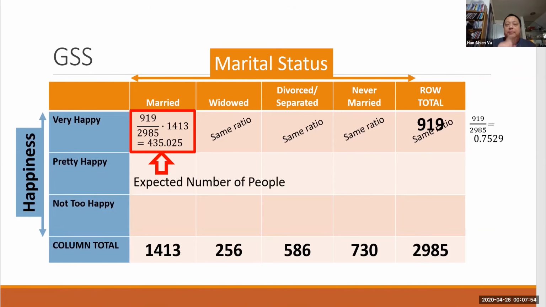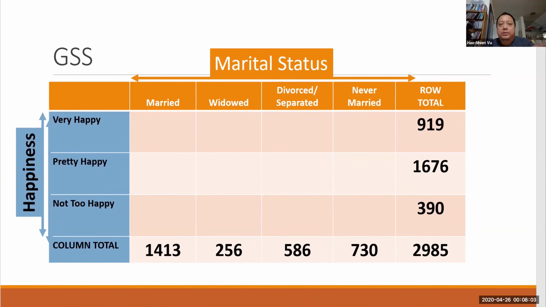All right. Let me give you more data. Total pretty happy, 1676. Total not too happy, 390. And those are the respective row totals for those rows. And I ask, what is the expected number of not too happy, divorced or separated people if we assume marital status does not affect happiness? So the same thinking. The ratio should be the same. It should be the same for divorced people as it is for total. So same method, we calculate the ratio for the total and we apply it to the divorced and separated people.